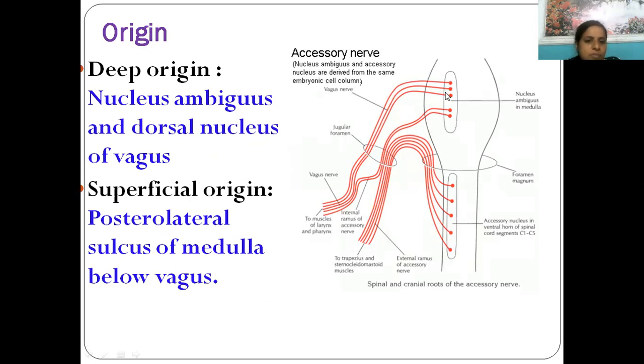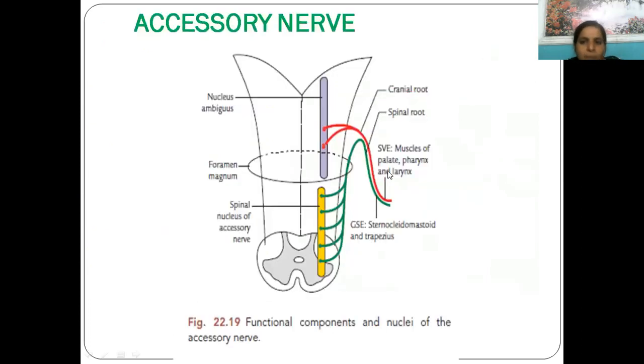So the superficial origin is the posterolateral sulcus of the medulla oblongata. This whole thing is medulla oblongata only, and it is coming from the posterolateral sulcus of the medulla below the vagus. Again, cranial and spinal parts are given two different colors. You can see this is medulla oblongata and this is spinal cord. In the medulla oblongata, the nucleus from where it comes is the nucleus ambiguus.